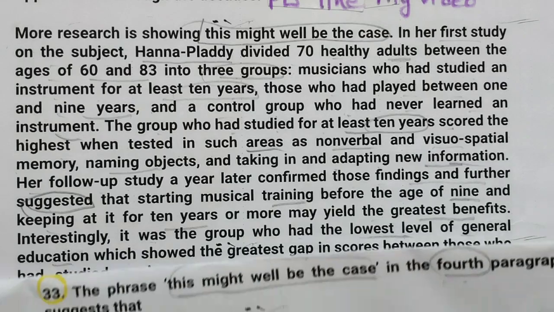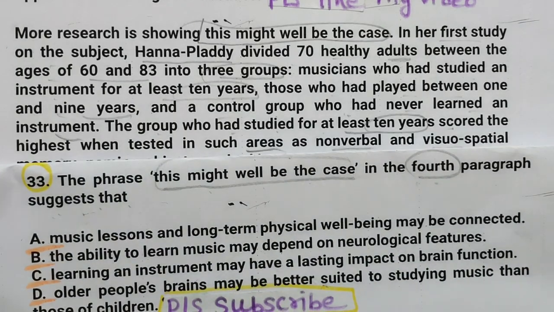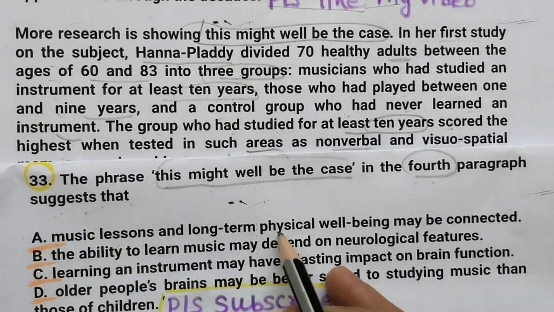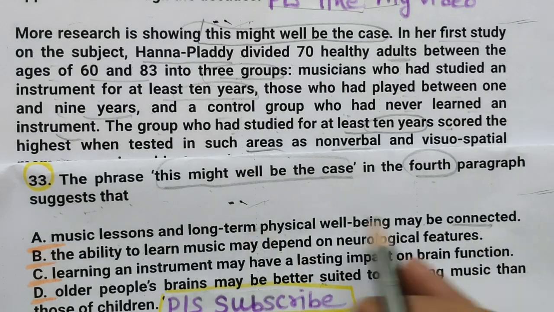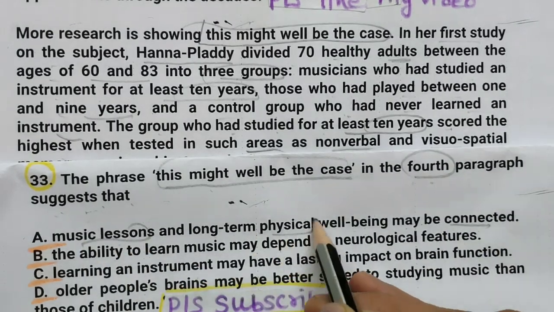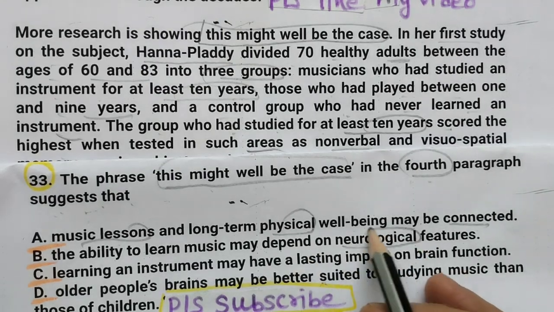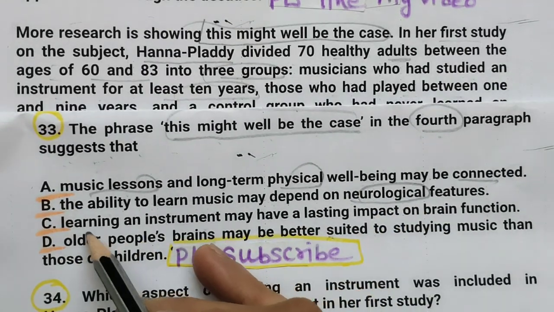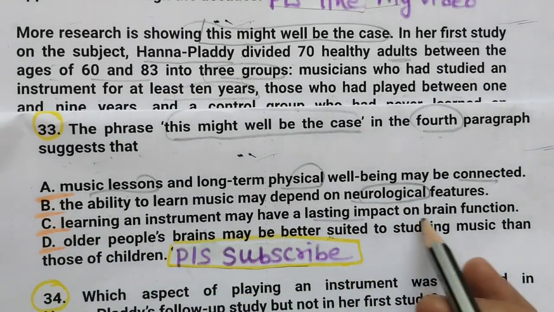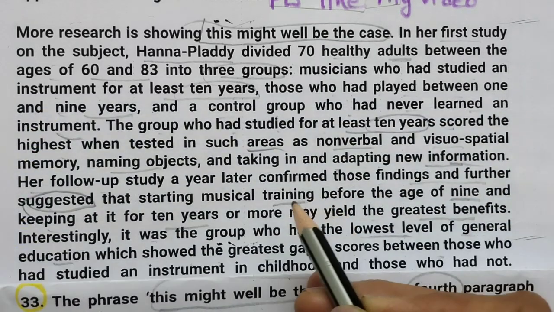So let's read the options. Music lessons and long-term physical well-being may be connected. Music lessons and long-term physical, and the ability to learn music may depend on this also. They have not described. Learning an instrument may have a lasting impact on brain function. They were talking somewhere.